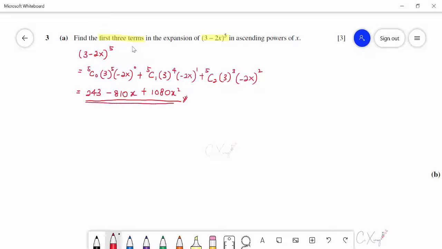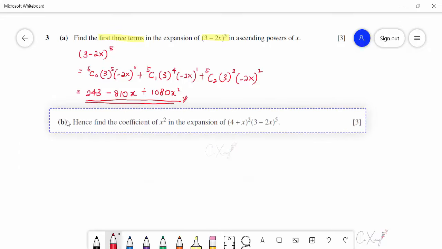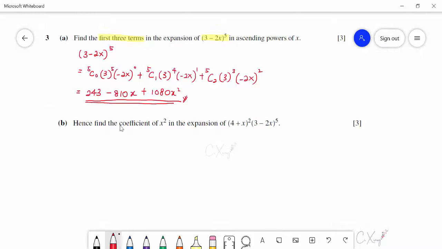Okay, then now we'll continue to part number B. For part number B, they actually want us to find the coefficient of x squared in this expansion. Okay, so have a look here. This part is what we expanded in part A, so you can substitute the answer that you got in part A into this part. And for 4 plus x squared, we can expand it ourselves. After that, we can investigate further how to get the coefficient of x squared.